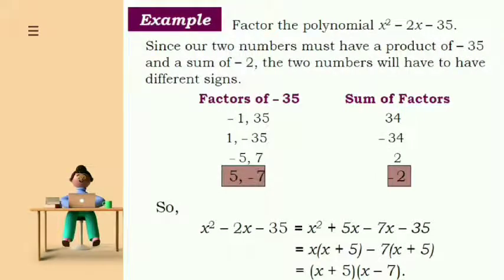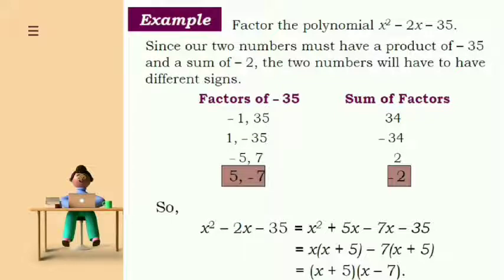Factor the polynomial x squared minus 2x minus 35. Since our two numbers must have a product of negative 35 and a sum of negative 2, the two numbers will have to have different signs. So the factors of negative 35 are negative 1 and 35, and the sum would be 34. So that is not possible. 1 and negative 35 will be negative 34, so that is also not the answer. Negative 5 and 7 will be positive 2, so that is also not the answer. 5 plus negative 7 will be negative 2. There you have the answer.